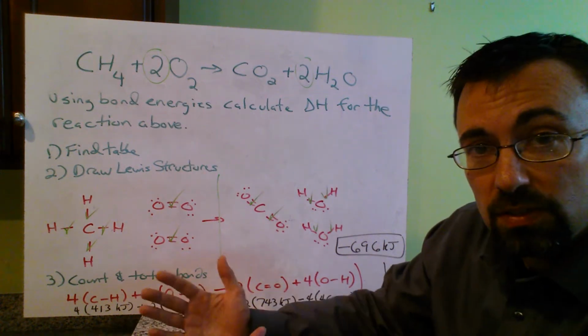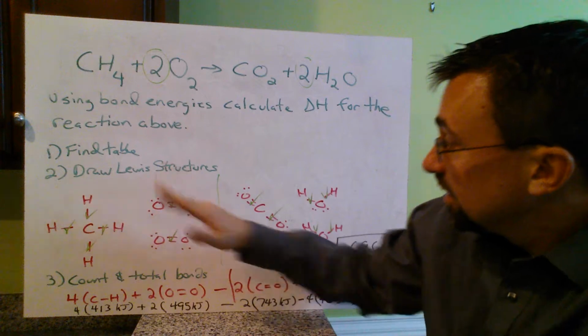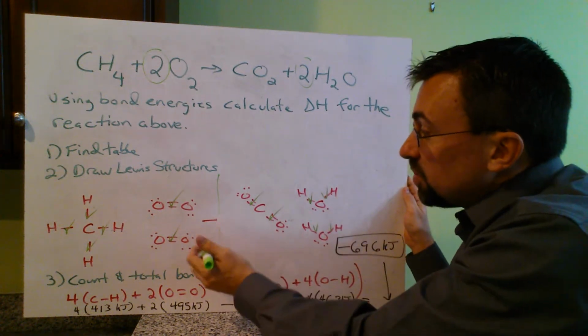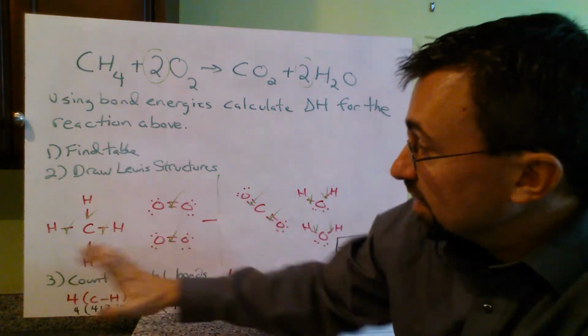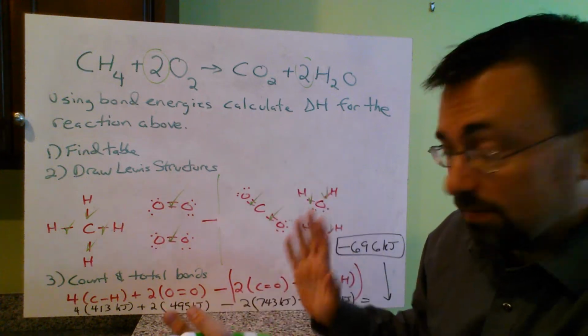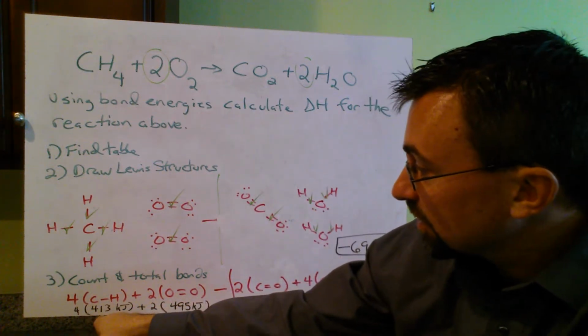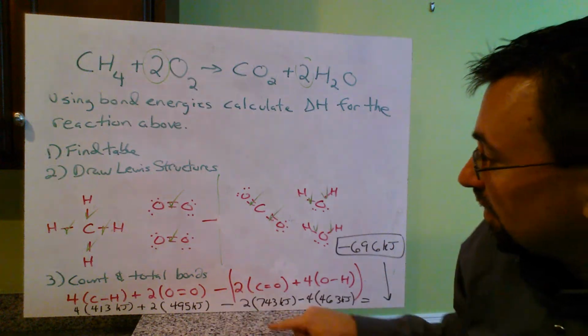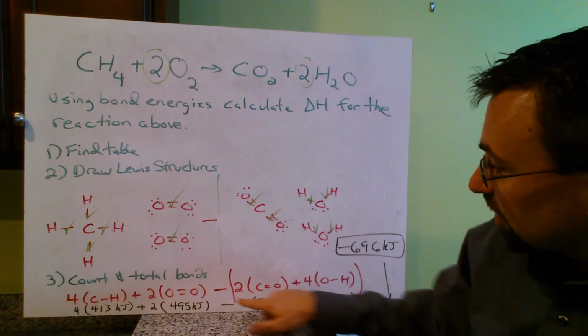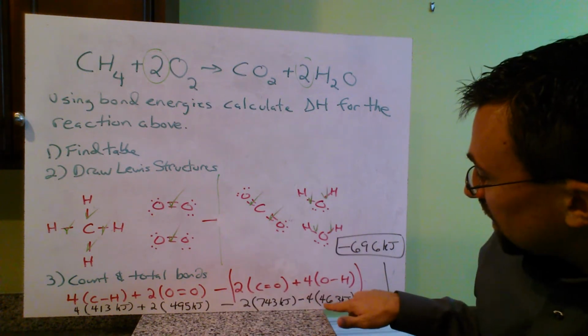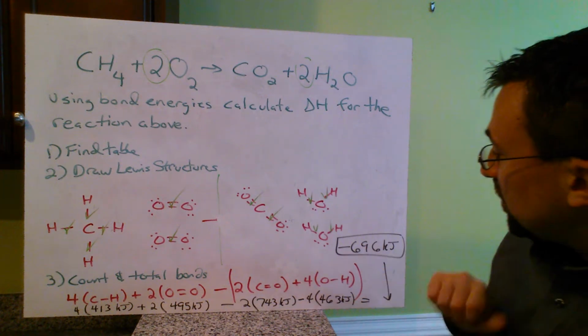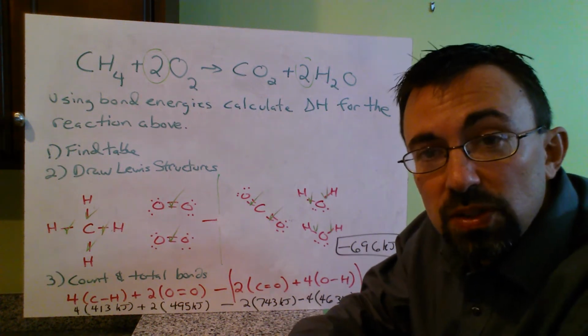Now I'm just going to multiply through. We're going to take this side, and instead of this being an arrow, think of this just being a subtraction. Add up this side, subtract this side, and we're done. So 4 times 413 plus 2 times 495 minus 2 times 743, and I'm going to distribute that negative through, minus 4 times 463, and I get a value of negative 696 kilojoules.